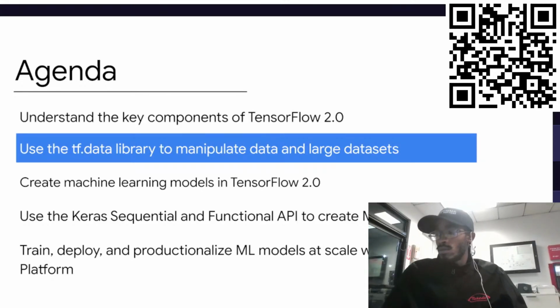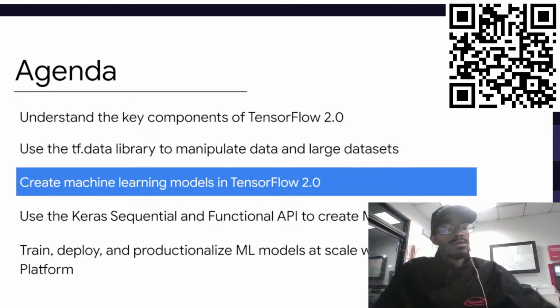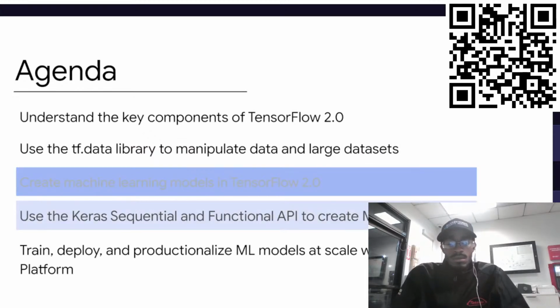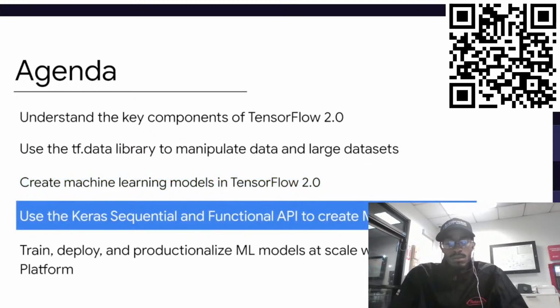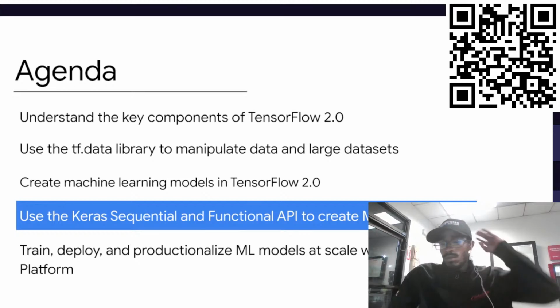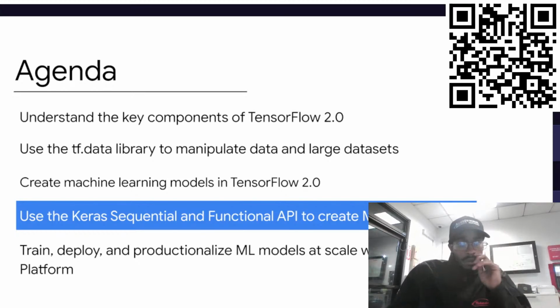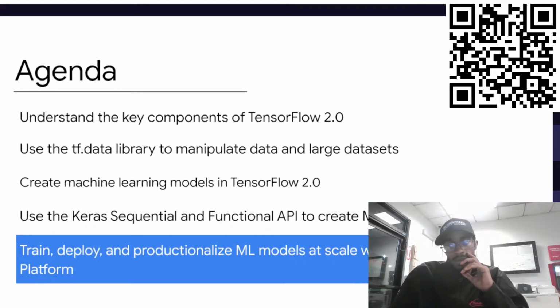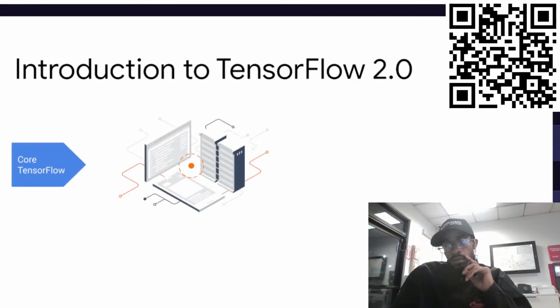In this course, our objectives are to help you understand the key components of TensorFlow, understand how to use the tf.data library to manipulate data in large data sets, show you how to create machine learning models in TensorFlow by using the Keras sequential and functional APIs for model creation with TensorFlow 2.0. You'll also learn how to train, deploy, and productionalize ML models at scale with Cloud AI Platform. So we will start our journey to TensorFlow 2.0 by first talking about core TensorFlow. And this is TensorFlow as a numeric programming library.